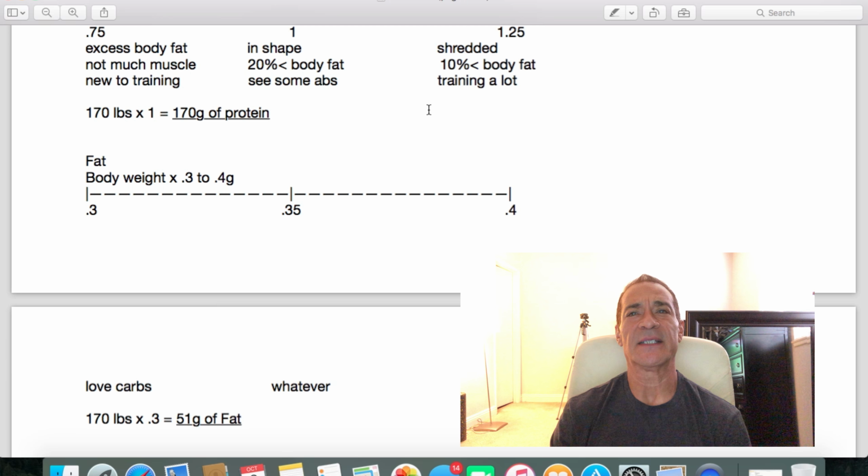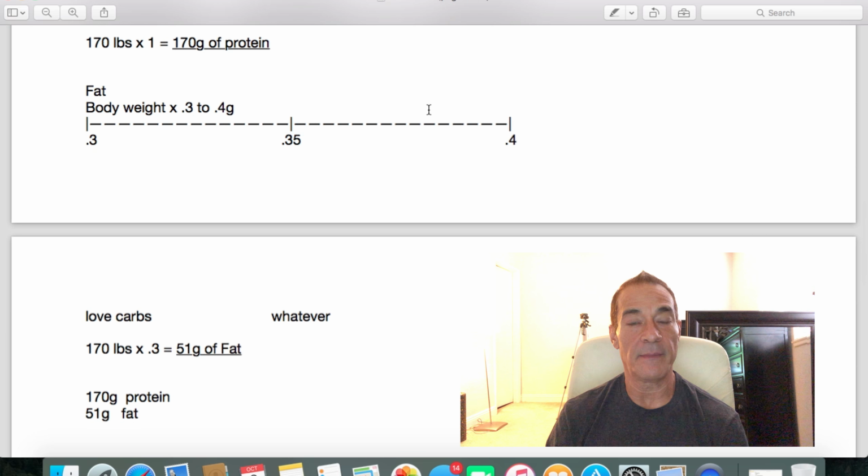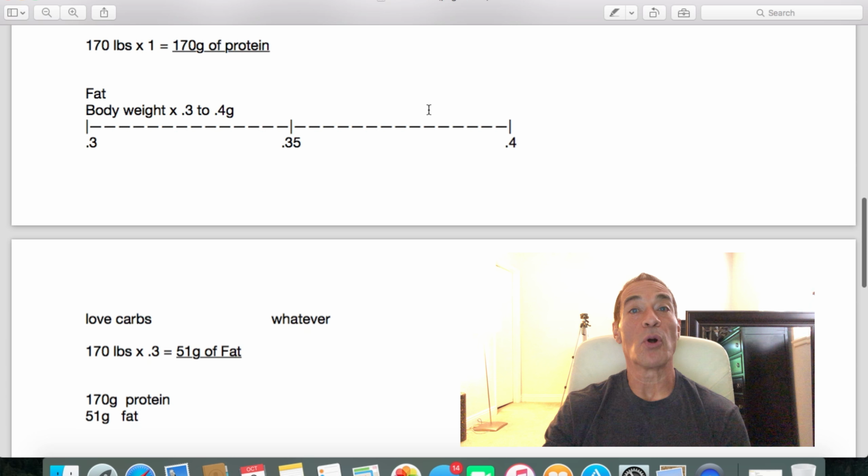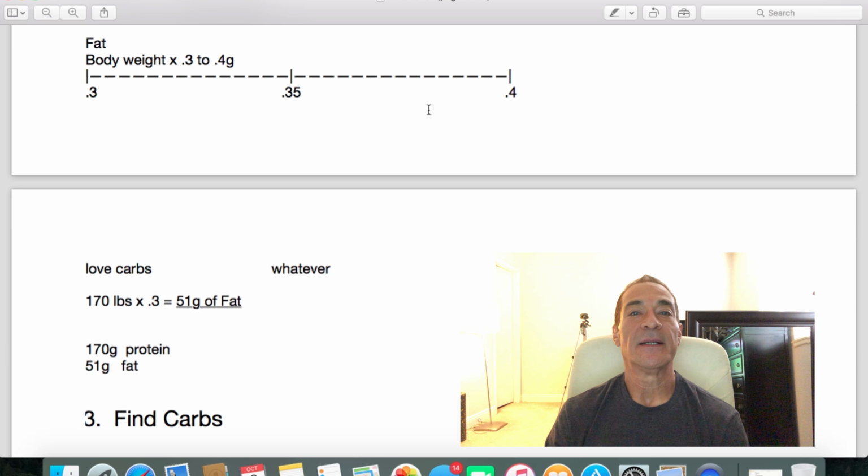So basically, in this example, we're going to stay in the middle, in shape, 20% or less body fat, which is where most people typically may be, and you can see a little bit of your abs. So your protein in grams is going to be 170 pounds times 1 equals 170 grams of protein. So that is the amount of protein that you're going to need on a daily basis, 170 grams.